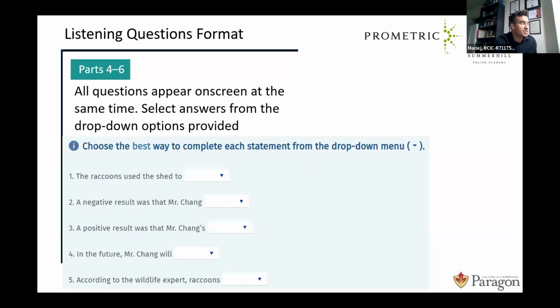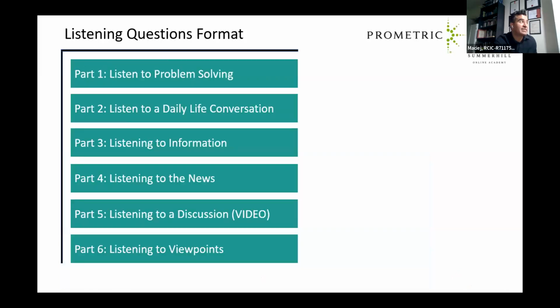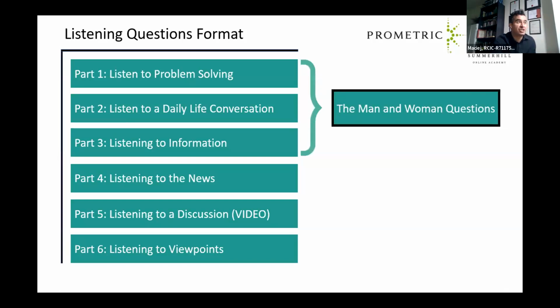And for sections 4 to 6, you're going to have one longer listening, and then you get all the questions at the same time, right? There are about 6 sections here. I call the first one the man and woman questions, basically, because you'll have two people that you're listening to, a man and woman. Then you'll have a rather easier section, which is listening to the news. It's a story, right? It's basically just news.